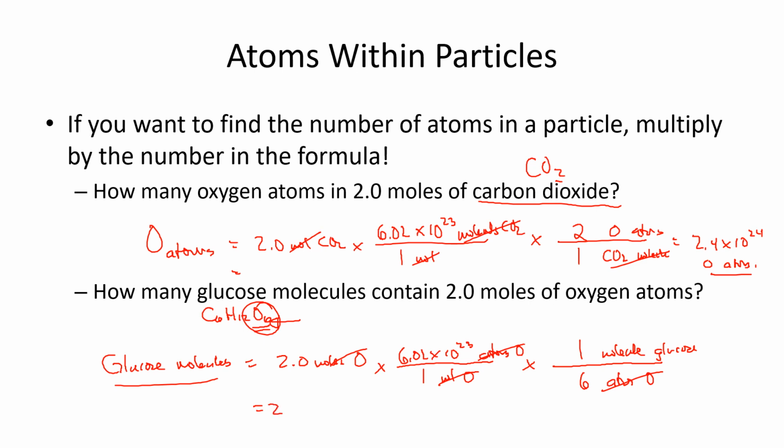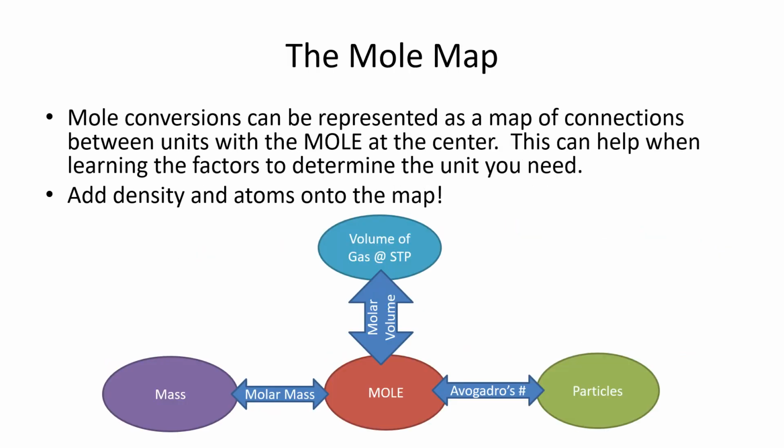And I've got 2 times 10 to the 23 molecules of glucose. There you go. So finally, with all these conversions, it can be a little confusing at the start. To help you get used to it, sometimes the mole map is a graphical way for you to keep all these connections and all these conversions straight.